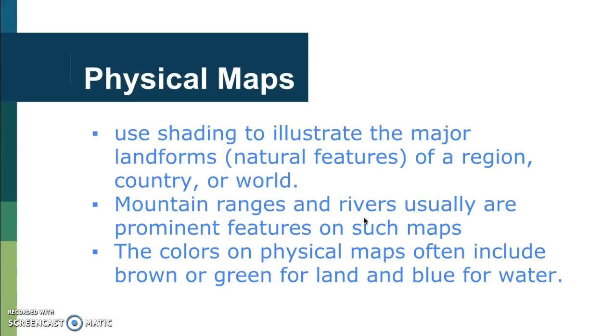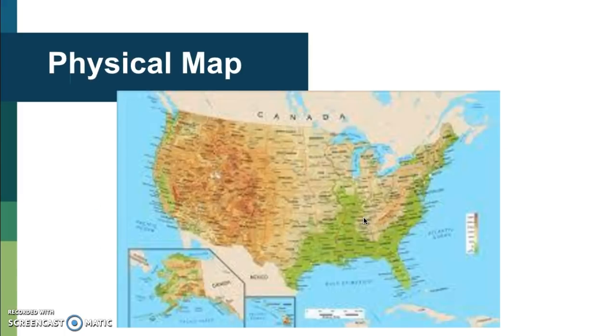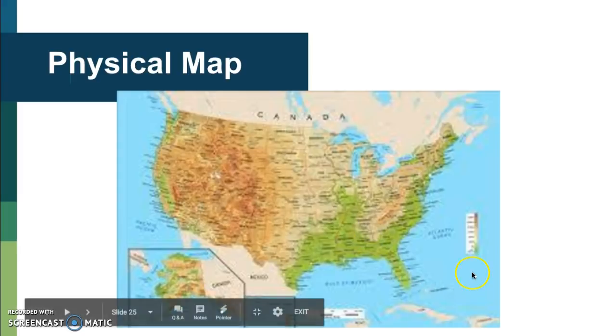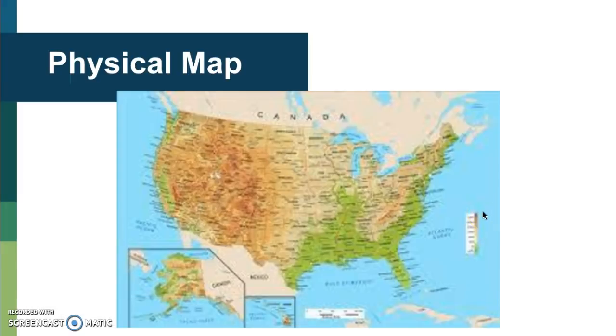And I have a picture of a physical map. So we see different colors. They represent the elevation, and I can see, albeit it's very blurry, I see a key here which tells me the different elevations and how they are connected to the colors.